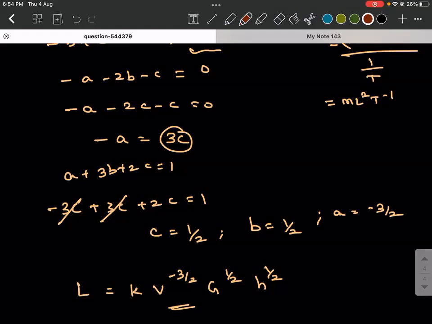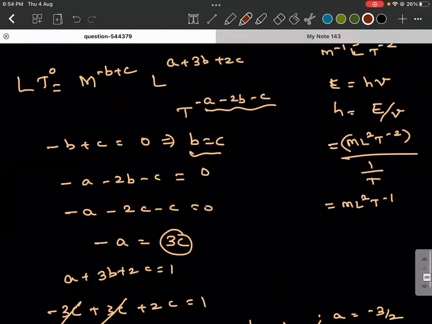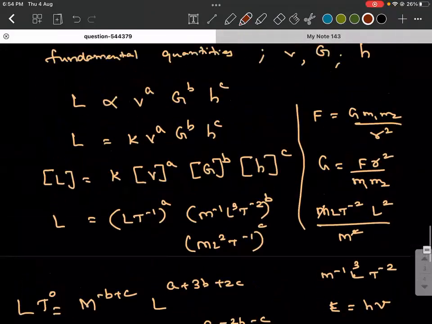This is a very, very important application. In every school, they will ask it. This question you got in your school exam. Okay. So please make a note of it.